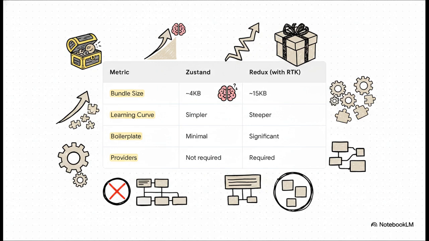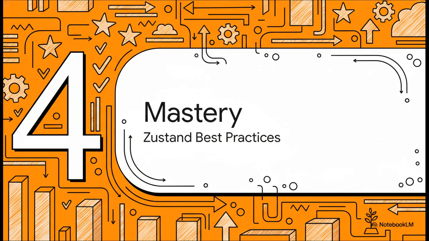The learning curve? Way simpler because the API is so small. We already saw the data on boilerplate. It's minimal versus significant. And here's a huge one. Zustand doesn't need you to wrap your app in provider components. That means a cleaner, simpler component tree for your entire application. Okay, so the benefits are pretty clear.